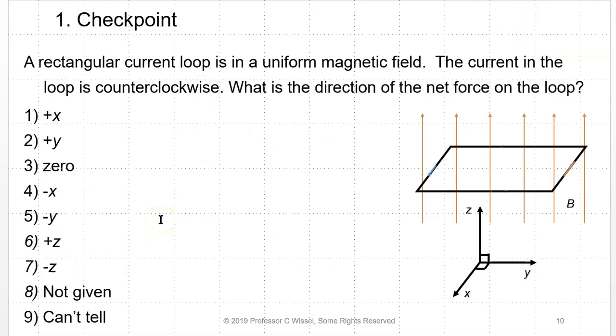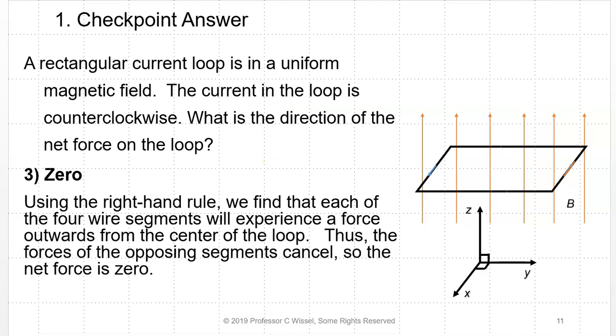Okay, a rectangular current loop is in a uniform magnetic field. The current of the loop is counterclockwise. What is the direction of net force on the loop? Well, you're going to use the right-hand rule on this. If you do that, you find that each of the 4 wire segments will experience a force outward from the center of the loop. Thus, the forces of the opposing elements cancel, so the net force is 0.